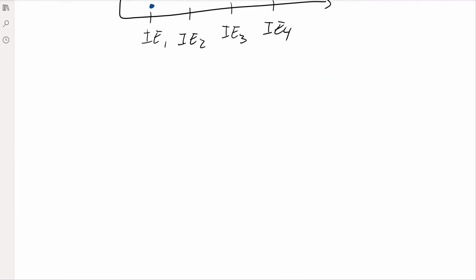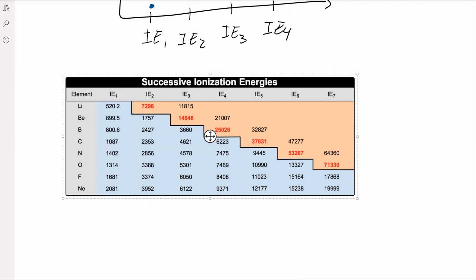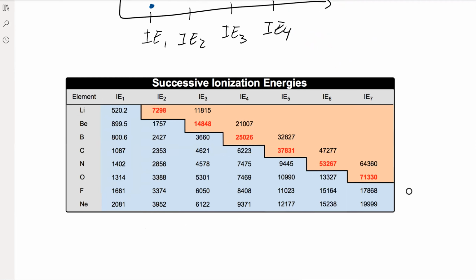Let's go ahead and take a look at some data. And check it out, boron is right here. We can see that its first 3 ionization energies are 800, 2500, and then about 3700. Those are big numbers, but then you look at that 4th ionization energy, and it's 25,000. So almost 8 or 9 times the amount of energy it takes to remove that 3rd electron.